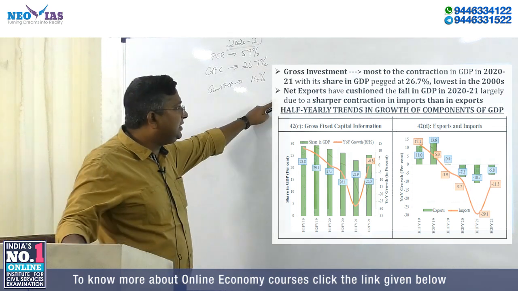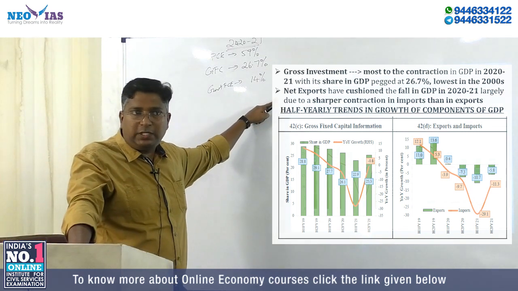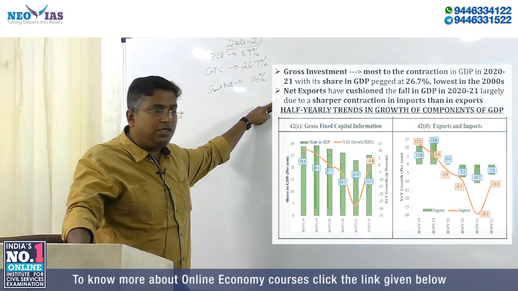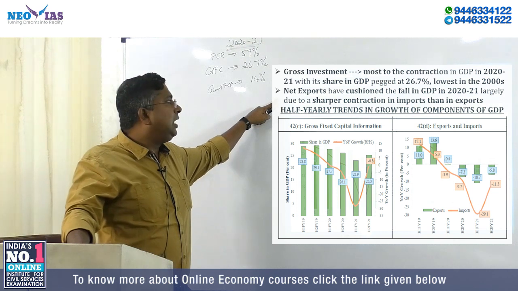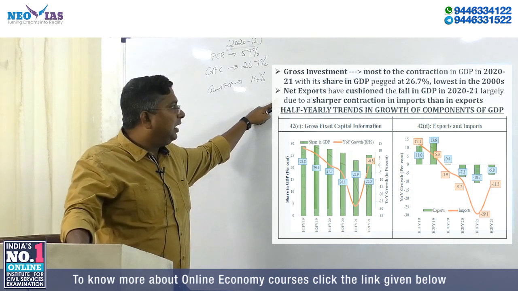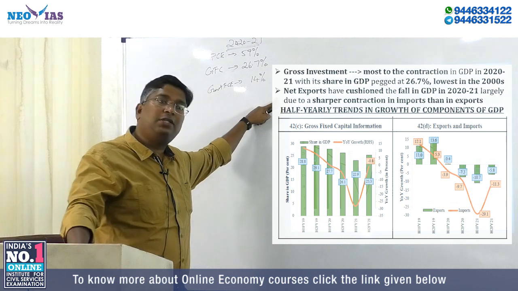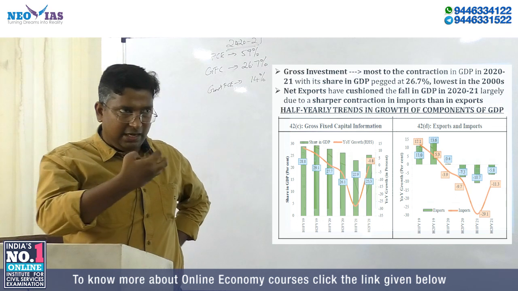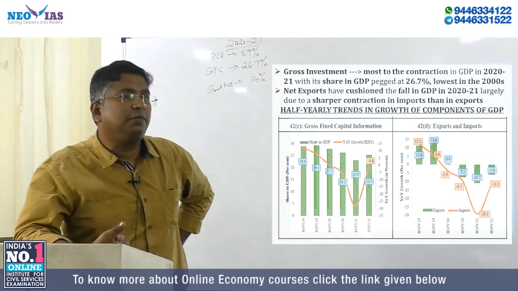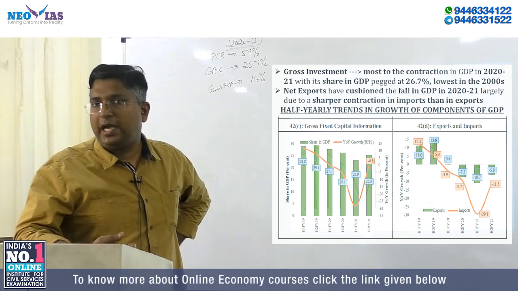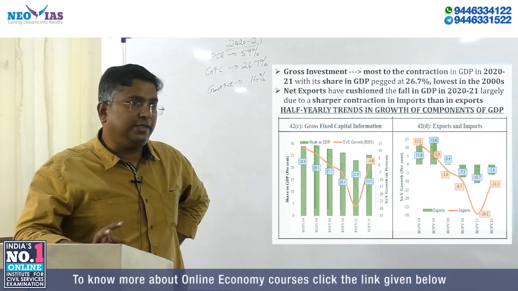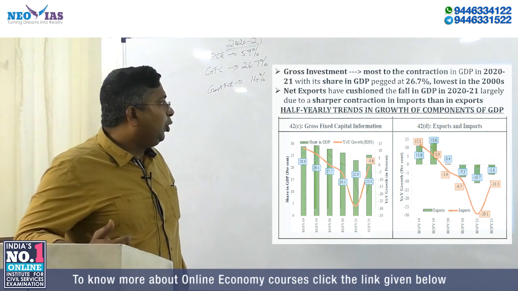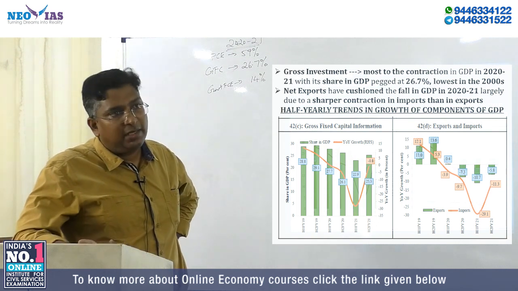So the economic survey says that net exports have cushioned the fall in GDP in the financial year 2021, largely due to sharper contraction in imports than in exports. So they can take this cut copy statement from the economic survey and they can ask you. Either they will change it, they will say import minus exports, like that. They will say that net export is import minus export. No, it is export minus imports.